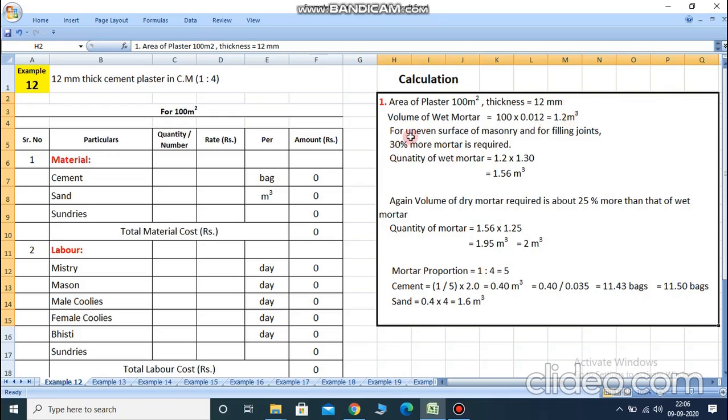And for an uneven surface of the masonry and for filling the joints, 30% more mortar is required. So the quantity of the wet mortar is 1.2 meter cube for 100 meter square. For 30% we add extra, so here 1.30 multiplied by 1.2. So we got the answer 1.56 as the quantity of the wet mortar.